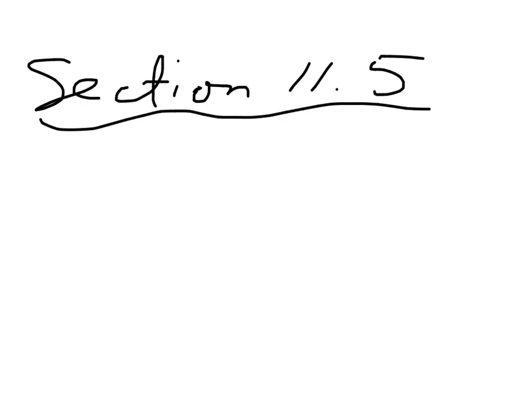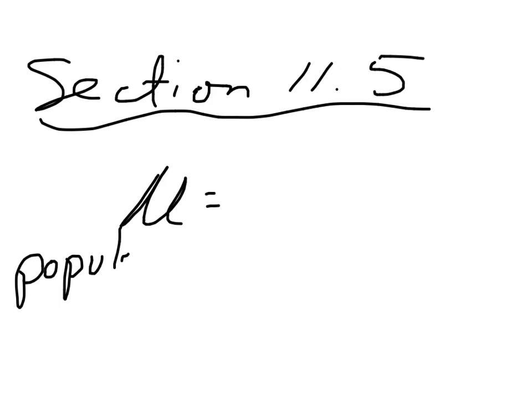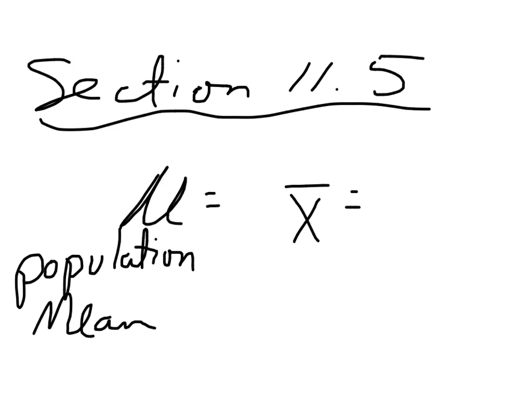So the first type of thing they're going to do is estimate the population mean. That's this thing here. What does the mean mean? Average, right? So one of the ways to calculate that is by taking the sum divided by n.